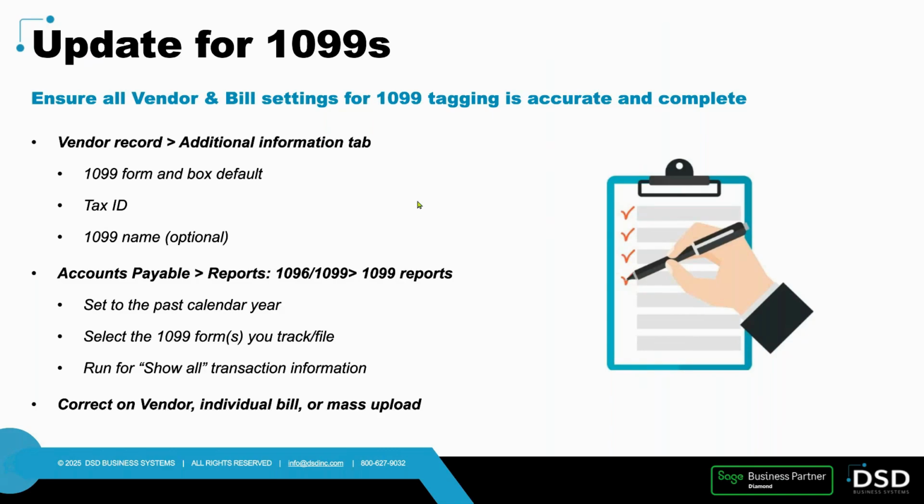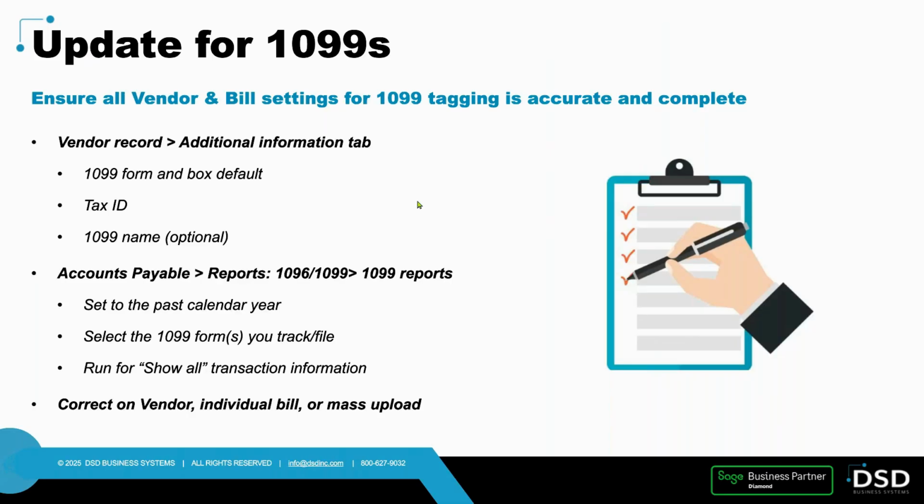Okay, let's go over to the 1099 updates now. We want to thoroughly review those vendor and bill settings for the 1099 taggings. So again, I will show you how we can navigate to that, but we'll go to the vendor record and click on additional information and we'll see the 1099 detail. We just want to confirm that the 1099 form, the box, the default settings, the tax IDs, and the name match exactly how they should be.